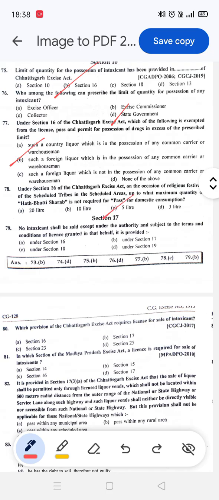Question number 78. Under section 16 of the Chhattisgarh Excise Act, on the occasion of a religious festival of the scheduled tribes in a scheduled area, up to what maximum quantity of Hath Bhatti Sharab is a pass not required for domestic consumption? So here option C, 5 liter is correct. Question number 79. No intoxicant shall be sold except under the authority and subject to the terms and conditions of a license granted in that behalf. It is provided in section 17, so option 17 is correct.